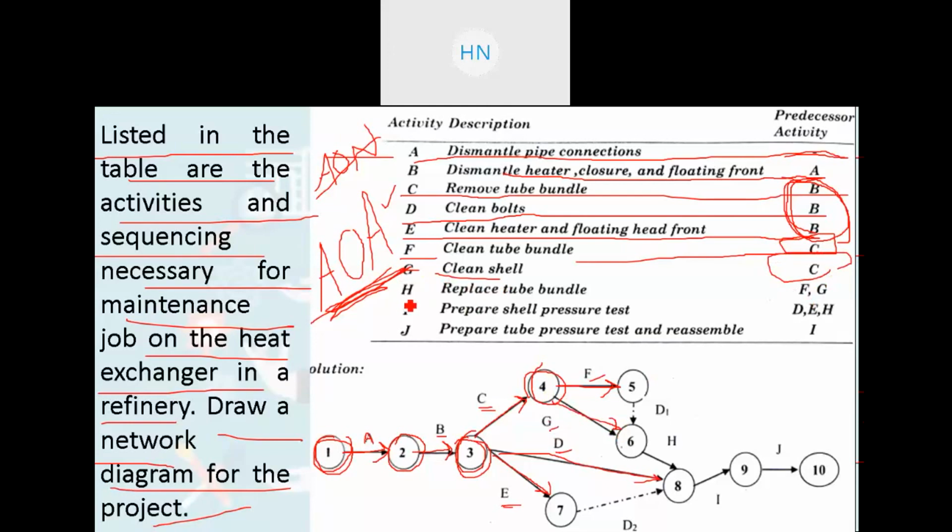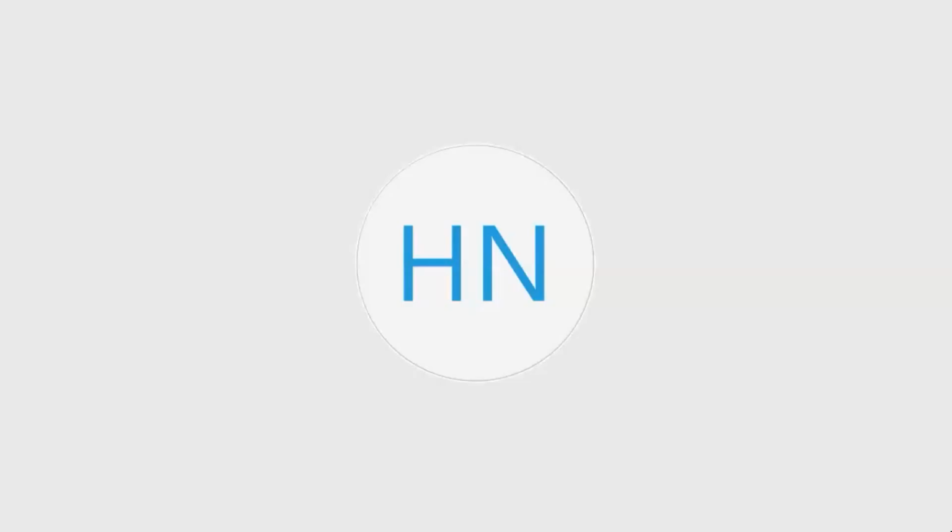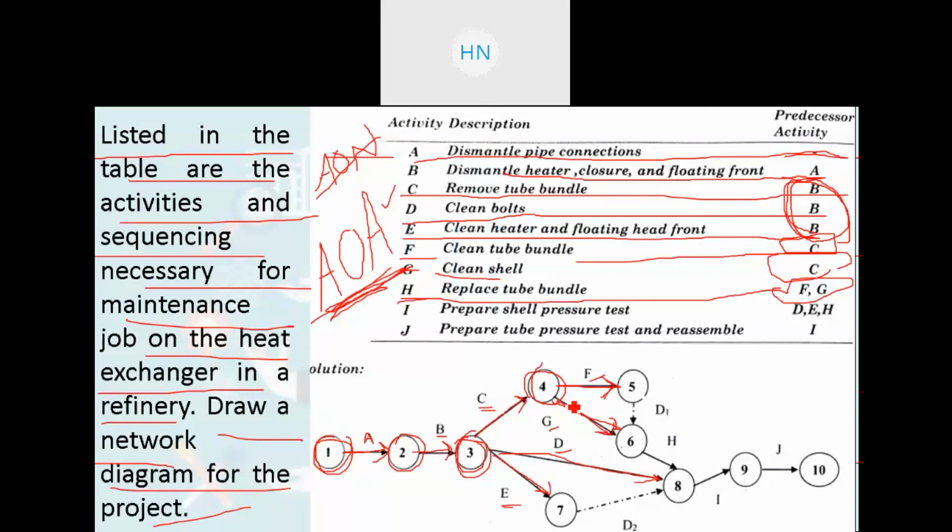After that, look here, activity H, replace the tube bundle, has two predecessors, F and G. So only if F and G are completed can this H complete. So this F and G should be combined somewhere. Now if you draw this on the same event, you cannot draw F and G coming on the same event, because that will create parallel arrows and that is not desirable here, right?